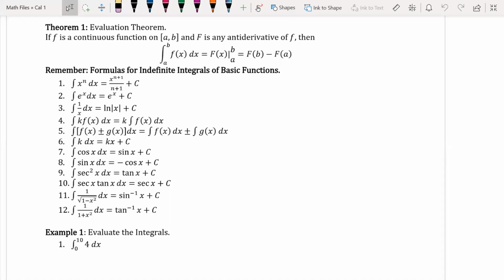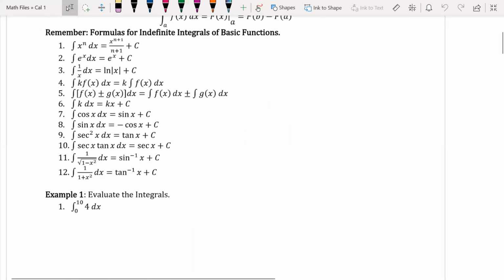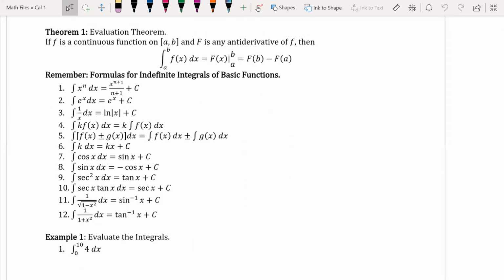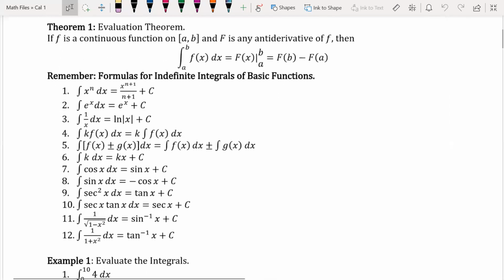All right. Today we have the evaluation theorem, which is the first part of the fundamental theorem of calculus. I think you learned the second part in Cal 2, but yeah, there's more things to worry about in Cal 2.